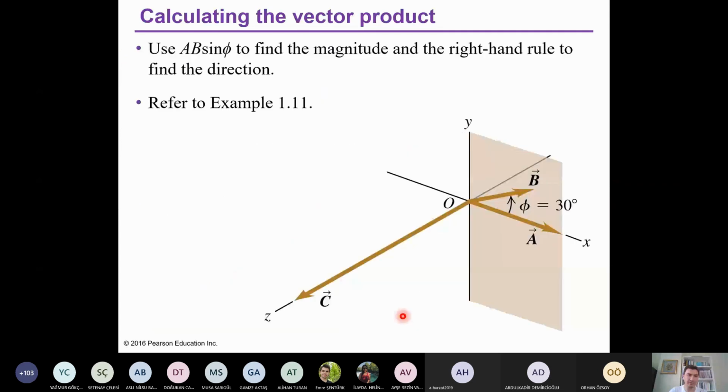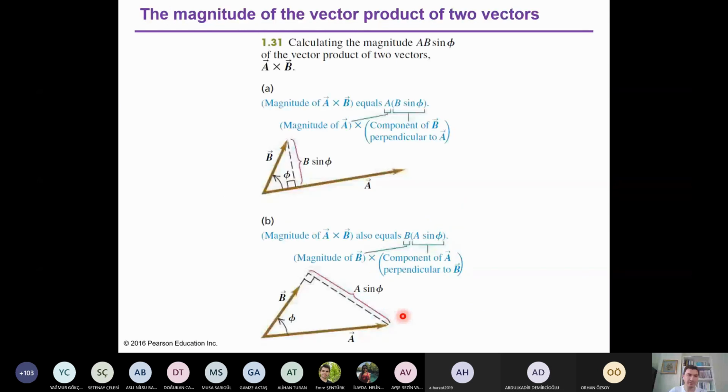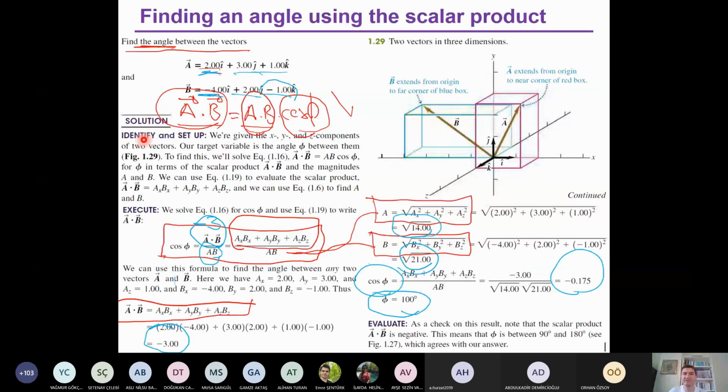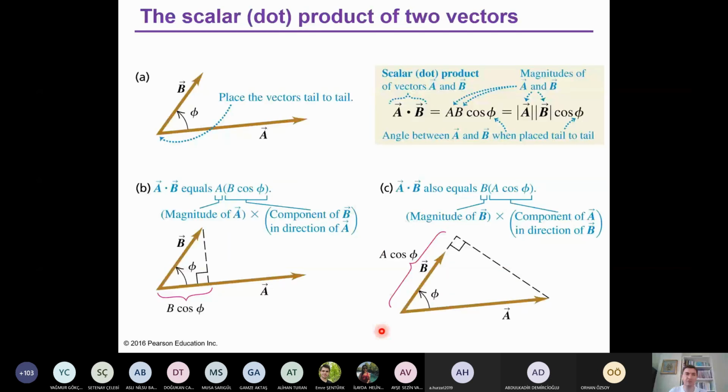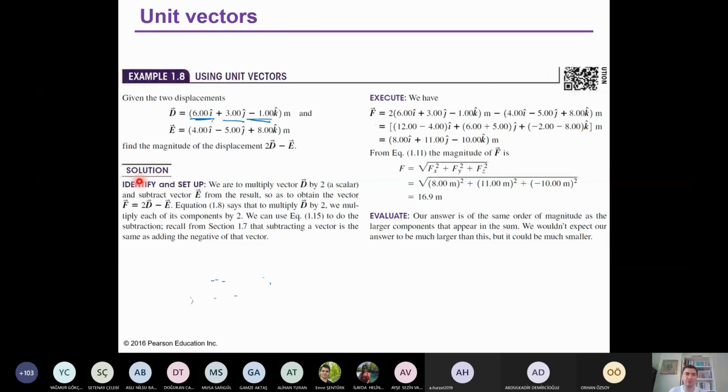Remember my first transparencies from the last lecture. Identify, set up, execute, evaluate, okay? This is the solution style of Young and Freedman in University Physics, okay? So first of all, you have question. In the identification, you see what do you have, what is given, and what is the target, and then you produce a setup.